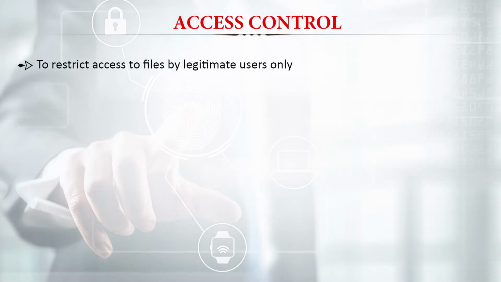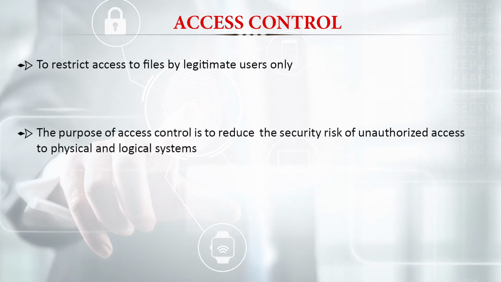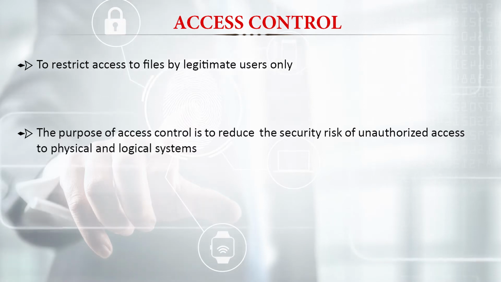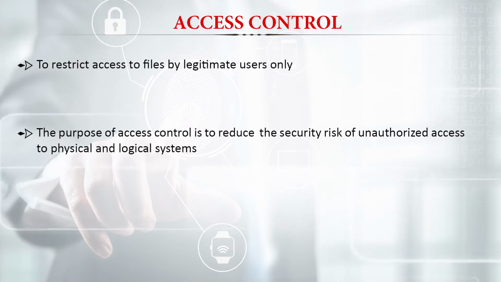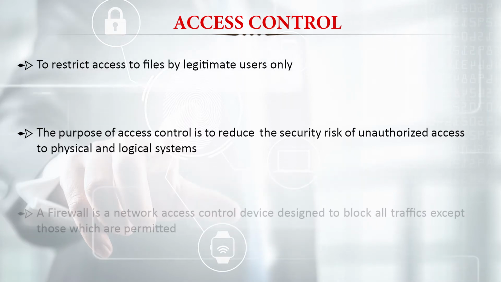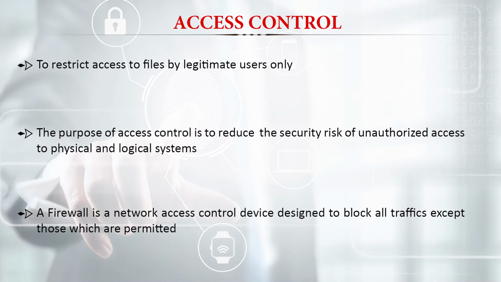Now we move to the second security measure, access control, to restrict access to files. What is access control? The purpose of access control is to restrict access to files or sensitive data of any organization to only the legitimate users. The purpose of access control is to reduce the security risk of unauthorized access to physical and logical systems. For example, a firewall is a network access control device designed to block all traffic except those which are permitted inside the system.